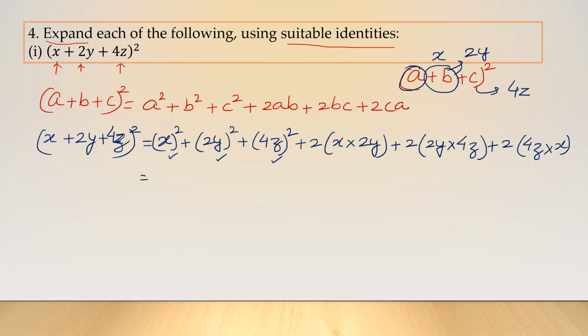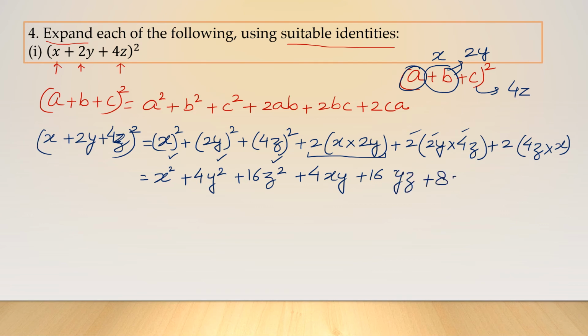So now simplify this. We can write it as X square plus 4Y square plus 16Z square plus 4xy. Because if you multiply these two, you'll get 4xy, and here 4 2s are 8, 8 2s are 16. So plus 16yz plus 8zx. Remember, you have done such questions in class 8th also. Let's do.